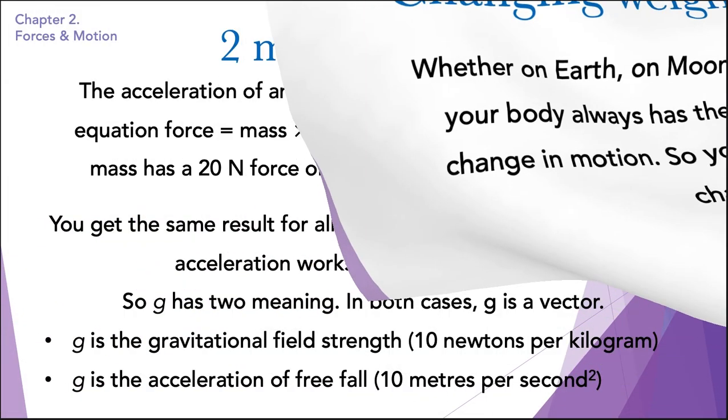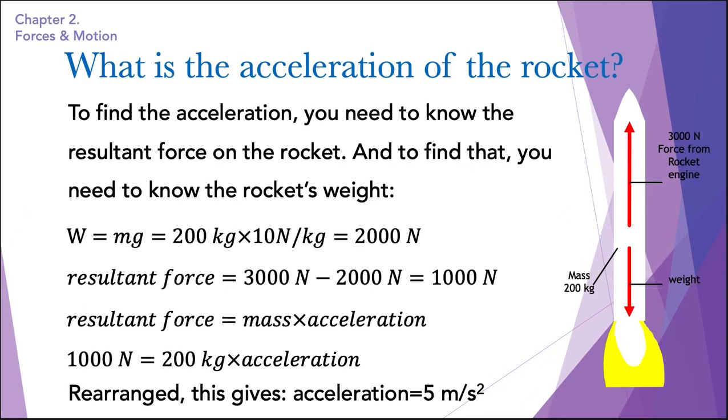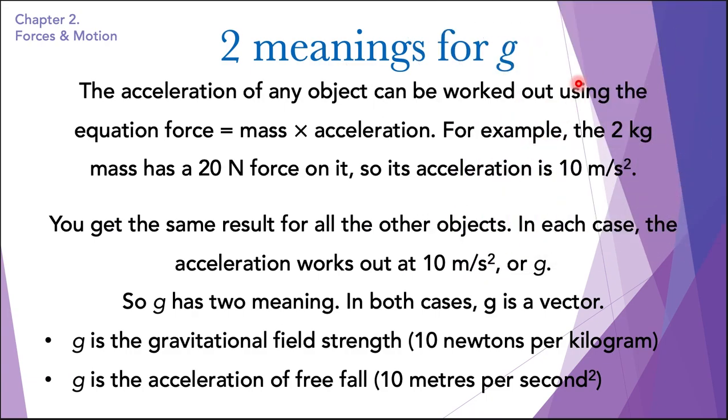Now let's understand and clear the two meanings for g. The acceleration of any object can be worked out using the equation force is equal to mass times acceleration, just like we did in this rocket question. For example, the 2 kg mass has a 20 newton force on it, so its acceleration is going to be 10 meters per second squared. You get the same result for all other objects. In each case, the acceleration works out at 10 meters per second squared, or g.